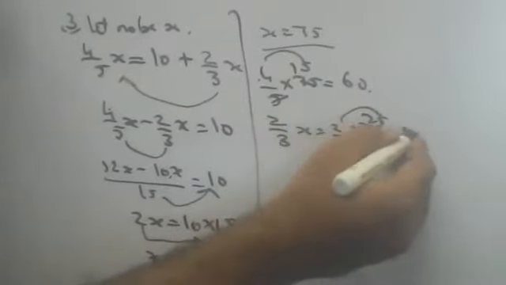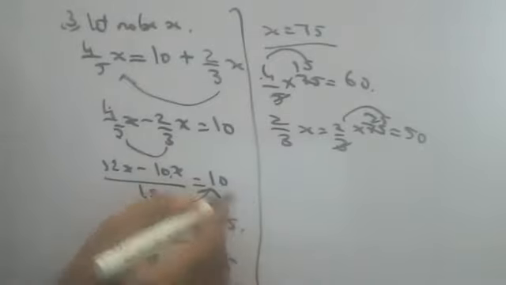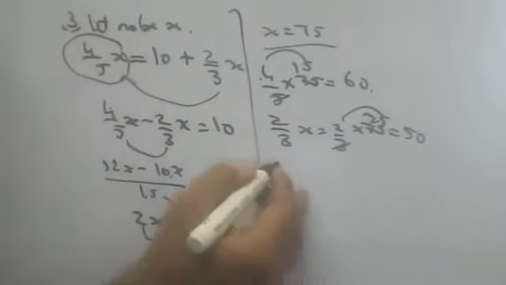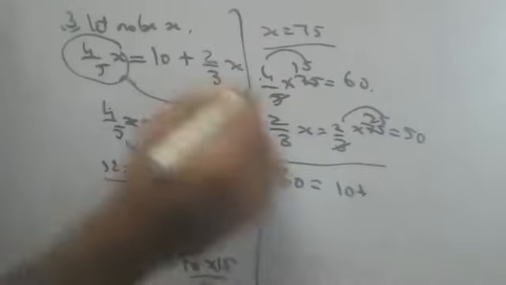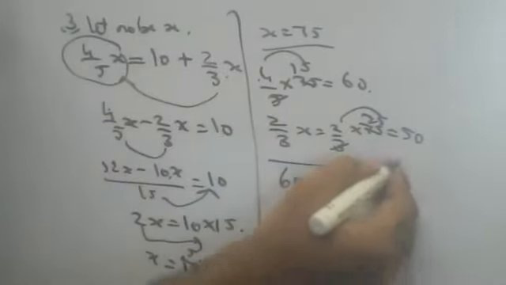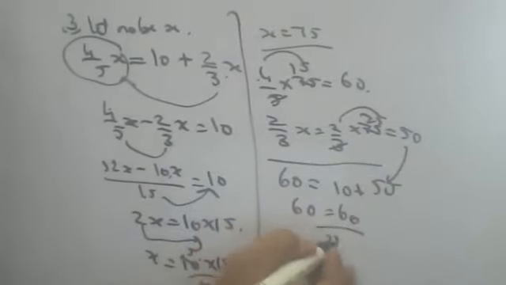50. Okay, children, 225 is 50. What did he say, children? What did he say? 4/5 of a number. What is 4/5 of a number? 60. Is 10 more than 2/3 of a number. What is 2/3 of a number, children? 50. So 60 is equal to 60. Yes, hence verified.